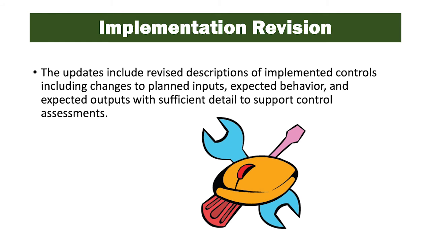The updates include revised descriptions of the implemented controls, including changes to planned inputs, expected behavior, and expected output with sufficient detail to support the control assessments. So now that we've updated the control in the way that it was implemented, we want to make sure that the detail can provide the information needed for the control assessor when they come in the next step.